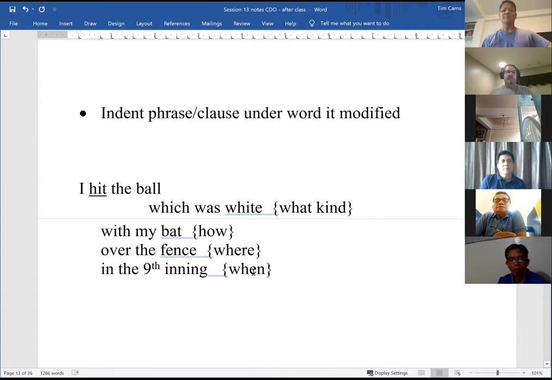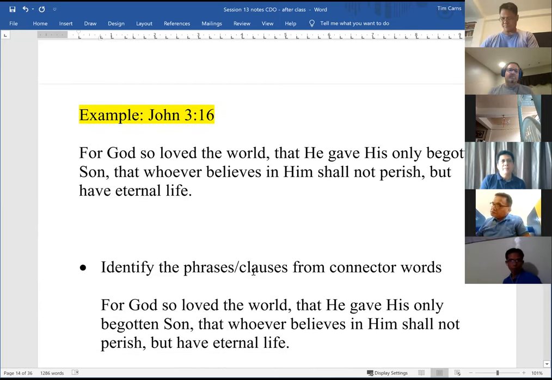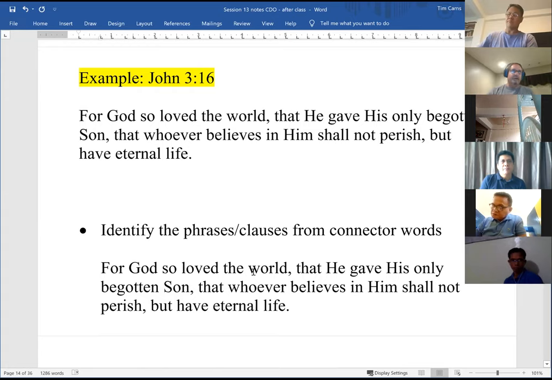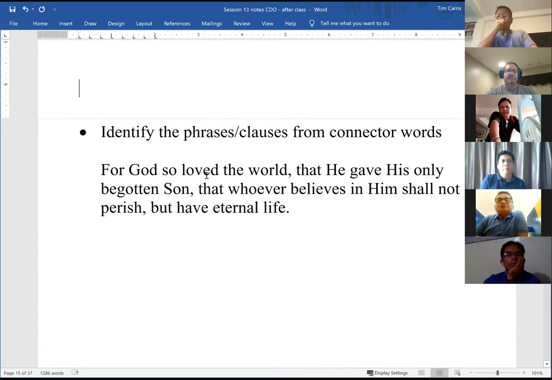Okay, so let's do this for a well-known passage, John 3:16. This is the New American Standard translation. All right, so I'm going to get some help from you guys. I'm going to ask you to find the connector words so we can identify each phrase and clause. So we're going to start with you, Pastor Allen. All right, you tell me where the first connector word is that breaks off the phrase.